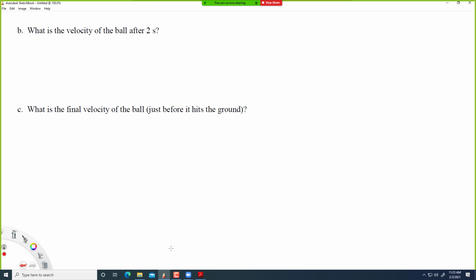So what's the velocity of the ball after 2 seconds? Again, we have a, negative 9.8 meters per second squared. We don't know the final velocity after 2 seconds; that's what we need to find. But we know the initial velocity, Vi, is given, 6 meters per second. And we also know the time, 2 seconds.